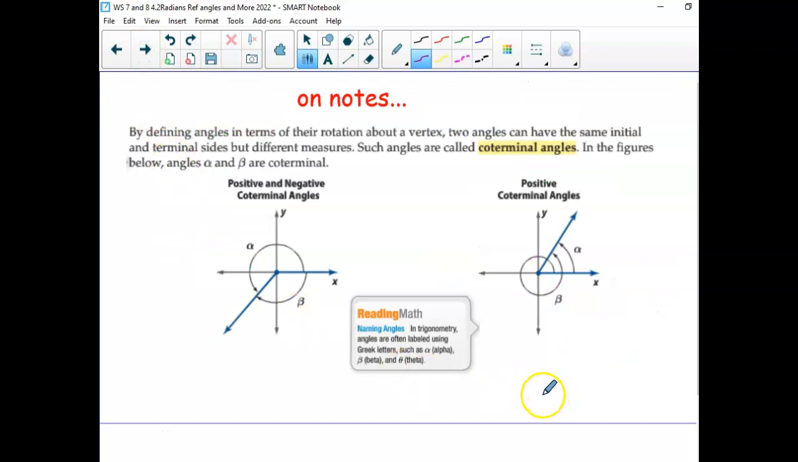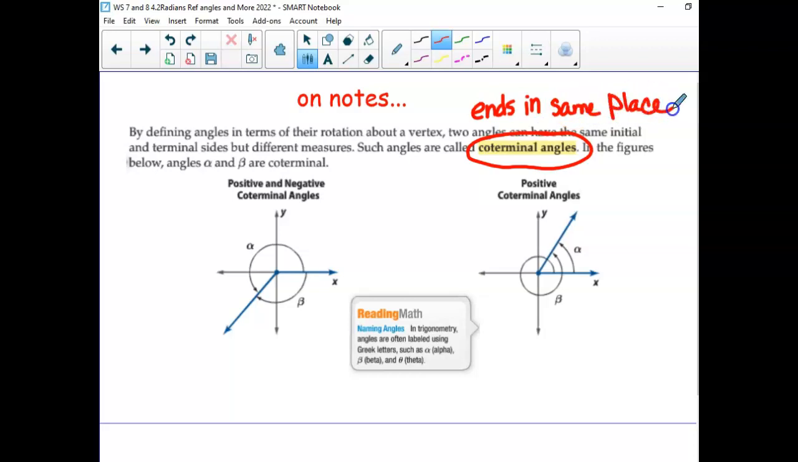All right, then we need to talk about coterminal angles. This vocabulary, coterminal, means ends in the same place, or the terminal ray lies in the same place. So if I made up a number for this, let's say it's past 180, let's call it 232, just to be weird, okay? Let's say that's a 232 degree angle.